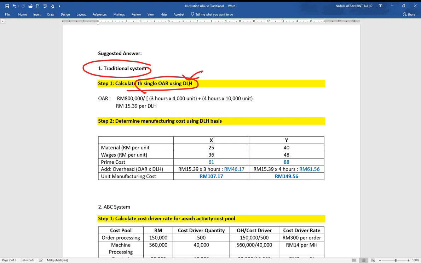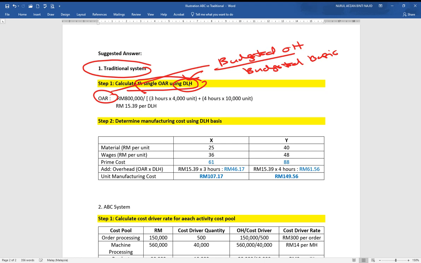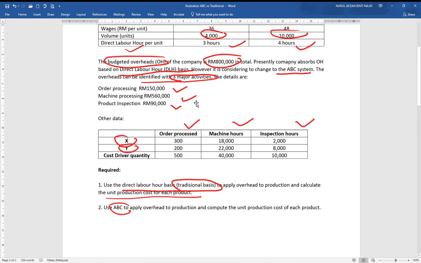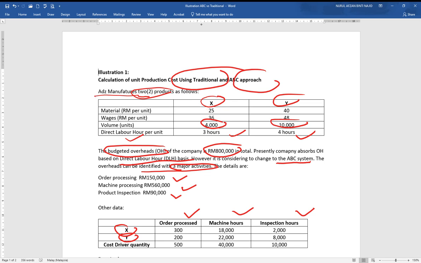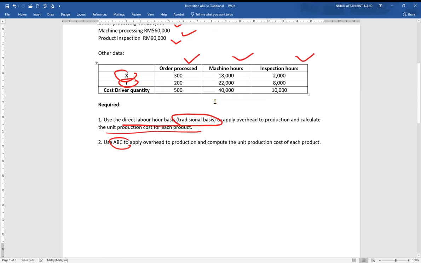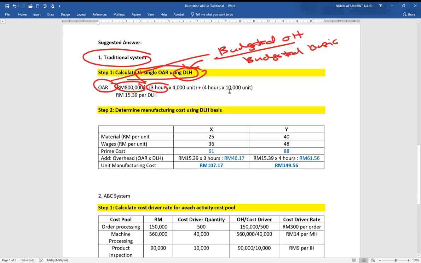So what is the formula for OAR? Budgeted overhead divided by budgeted basis. The budgeted basis is the DLH, direct labor hour. The budgeted overhead given in the question is 800,000, divided by the direct labor hour basis. Direct labor hour per unit for product X is 3 hours and product Y is 4 hours. So you just copy and paste it into the formula.